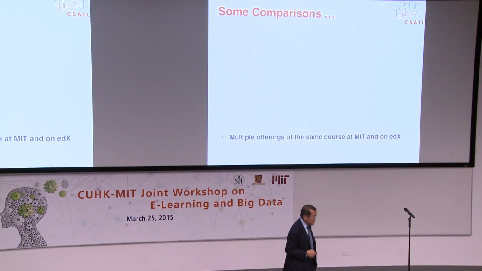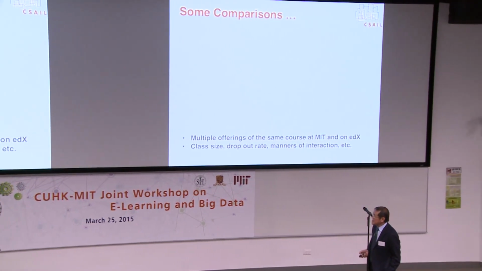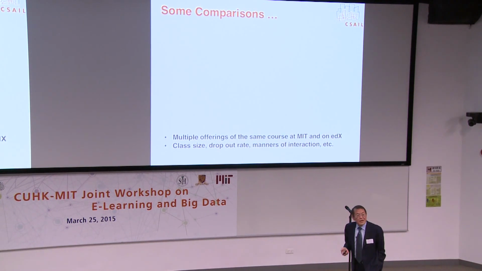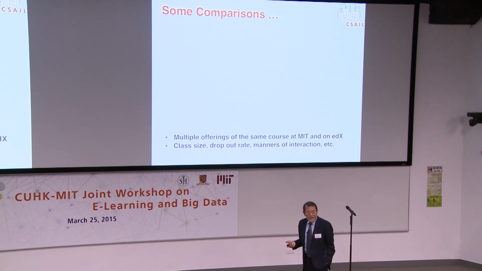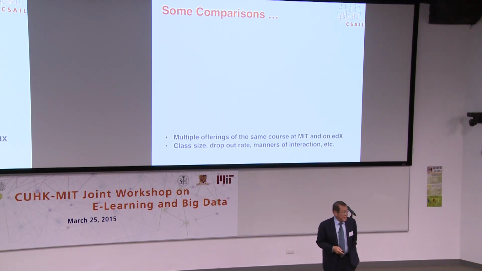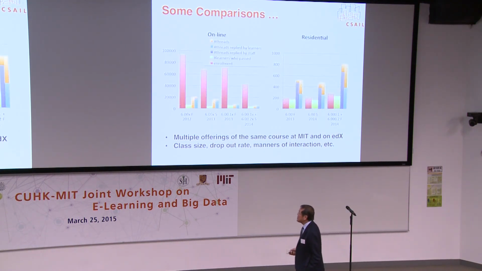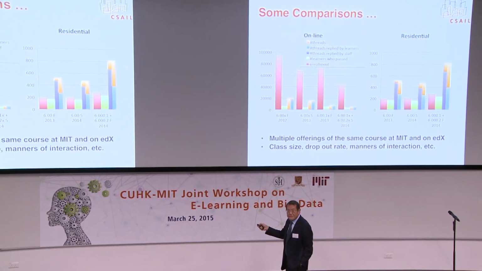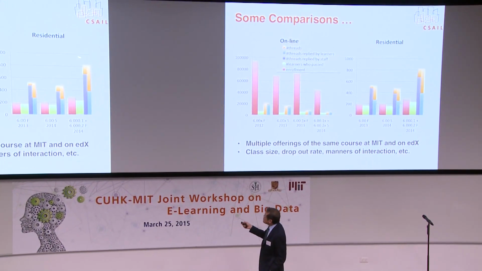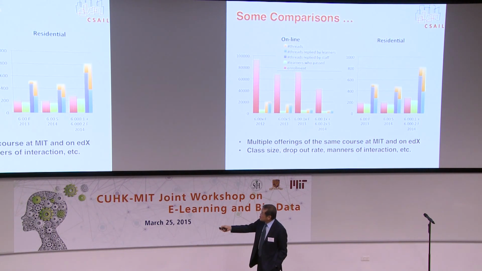And then what we're trying to do is to compare those 2 courses in terms of many different dimensions. The class size, how many people actually drop out of the class, and the manner of interaction, the role that teachers play versus the roles that the peers play. And we find some interesting comparisons. Here's an example. On the left-hand side, we're talking about measurements on online versions of the same course and the residential version of the course over here. Each one of these, this is one offering.